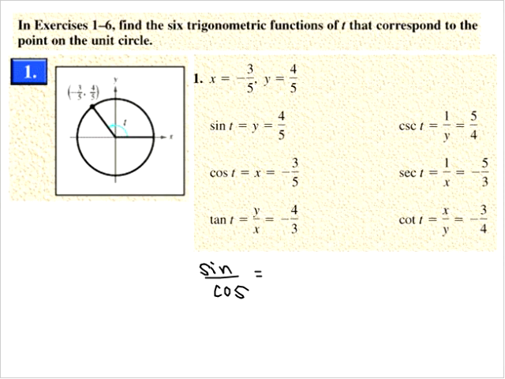So if I were to do that, I would have 4/5. Remember, you cannot divide fractions, so I'm going to multiply by the reciprocal of cosine, which is -5/3. So that simplifies to your -4/3. And then your other 3 trigonometric functions are the reciprocals of your sine, cosine, and tangent. So cosecant is 5/4, secant is -5/3, and cotangent is -3/4.